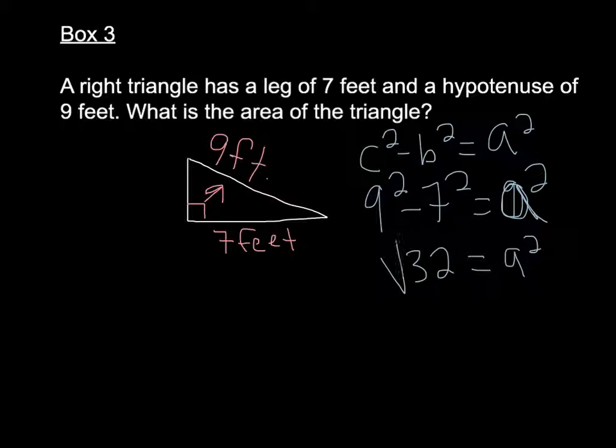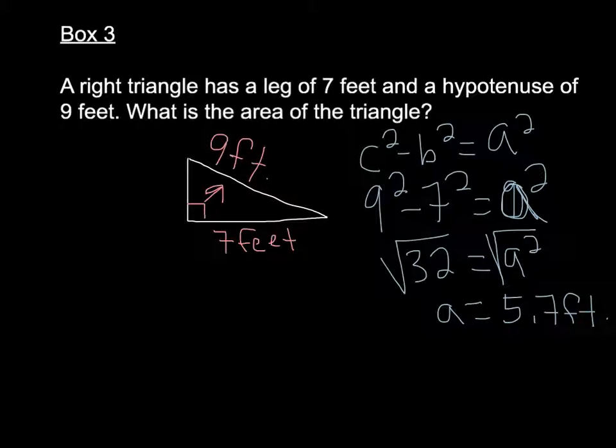Now we're going to take the square root of both sides. So a equals the square root of 32, which is 5.7. So we get 5.7 feet.